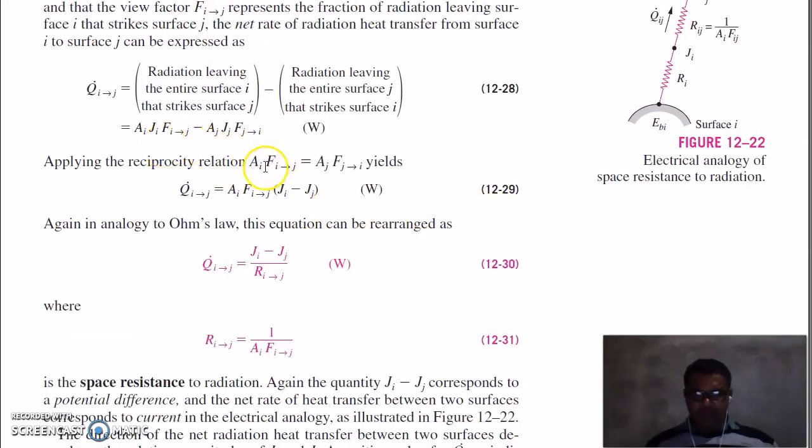Now apply the reciprocity theorem. We know you can interchange i and j. These two are equal. The product of A and F is equal if you interchange i and j.